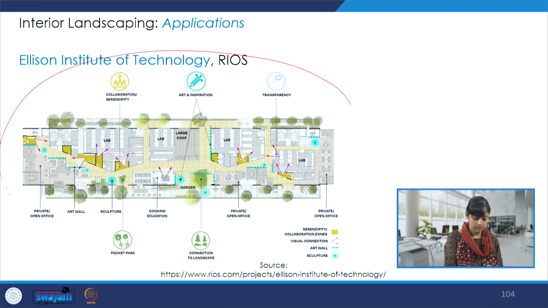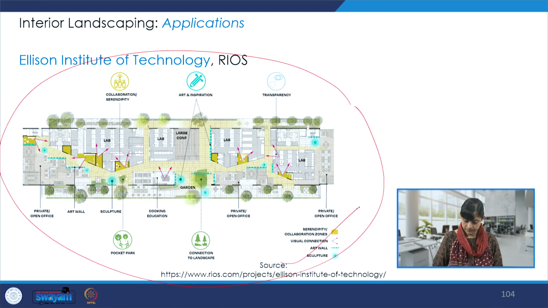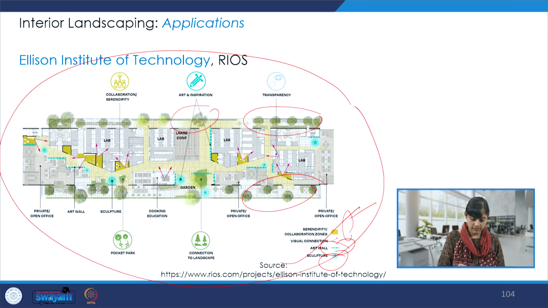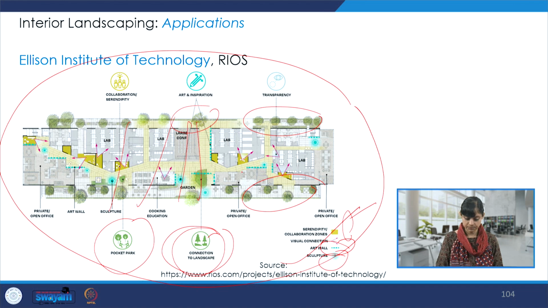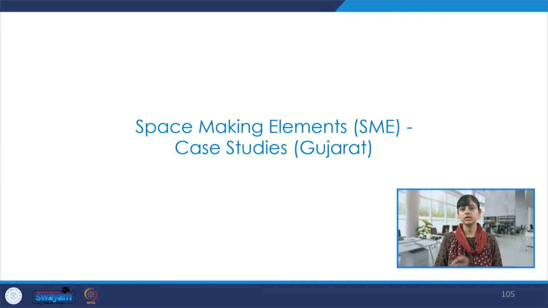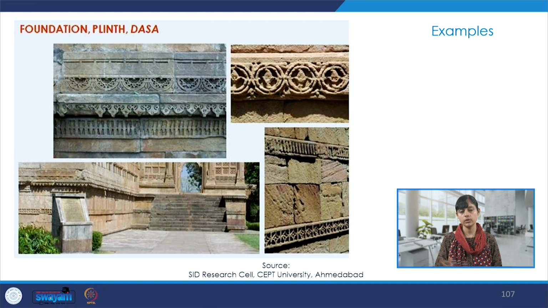These are the details over here. There is an art wall, there is a sculpture, and there are lots of landscaping elements. It does create a very contemplative and interesting environment. There is a connection to landscape, there are pocket parks. So one could come out of offices and use these restorative spaces for well-being and taking a break from work, etc.